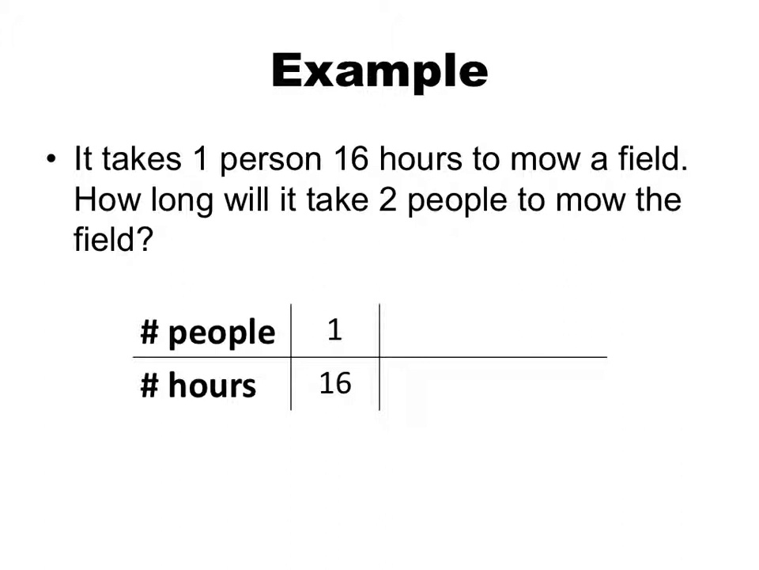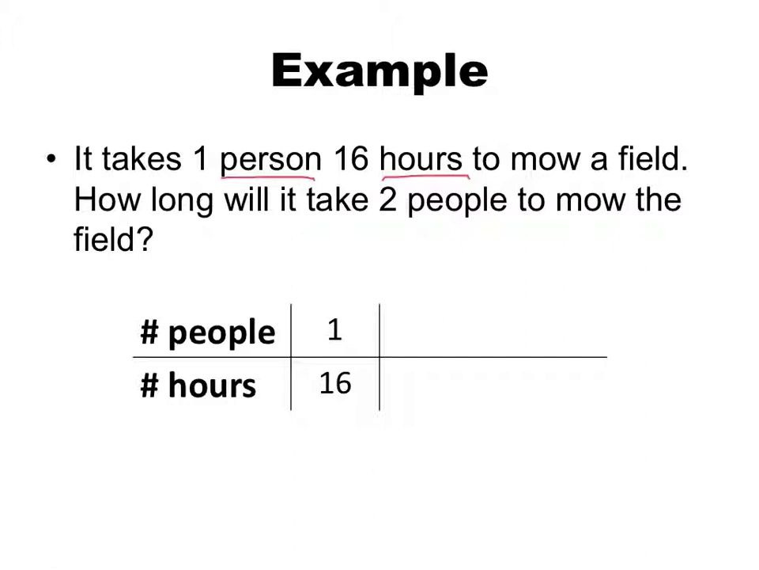Okay. But now let's look at another scenario. So in this one it takes one person 16 hours to mow a field. How long will it take two people to mow the same field? Now we're going to assume that both of these people work at the same rate, and so the people are identical. And so what we have here is two quantities. It looks like we've got the number of people involved and the number of hours. And so it looks like maybe we're dealing with a ratio.